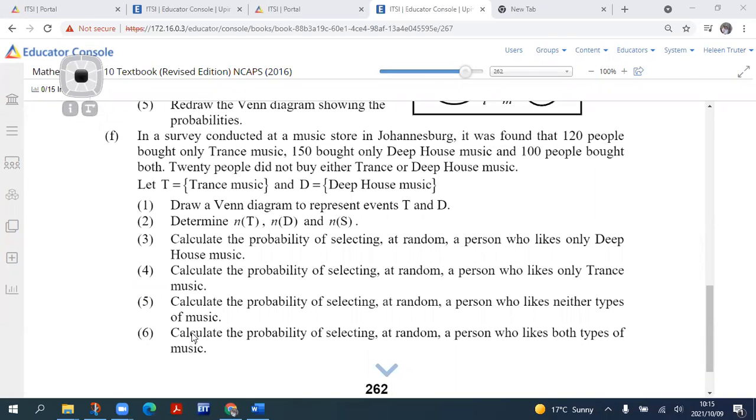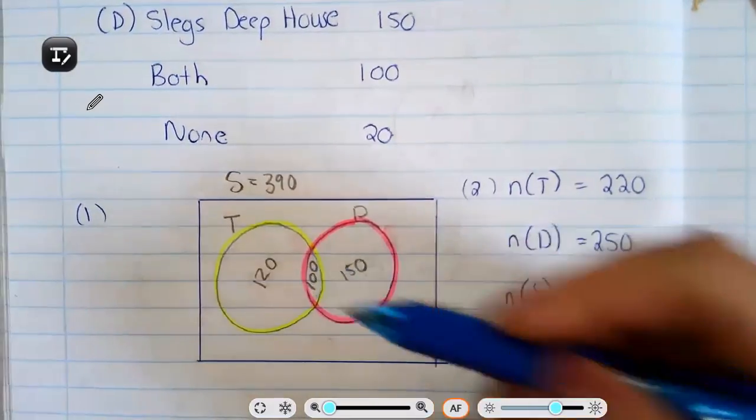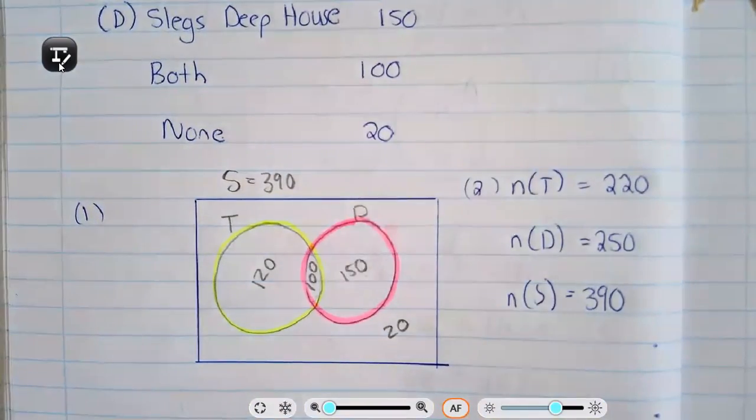Calculate the probability of selecting at random a person who likes both types of music. So die persoon wat van al twee hou, daar in die middel, both types of music. 100 uit 390.